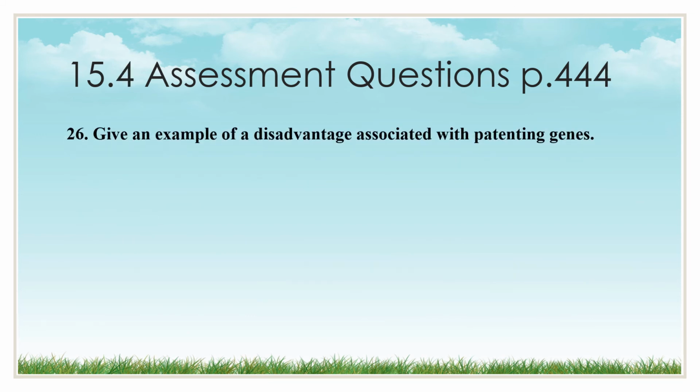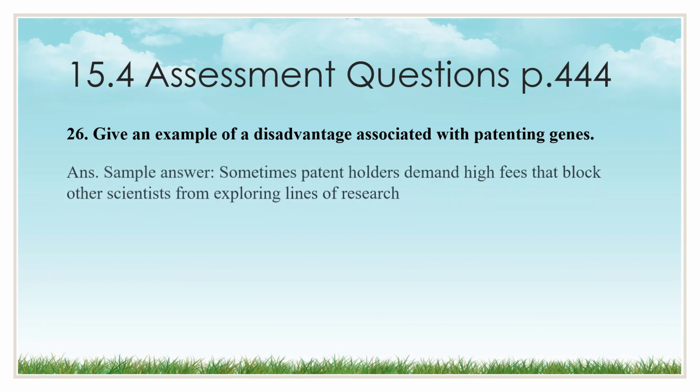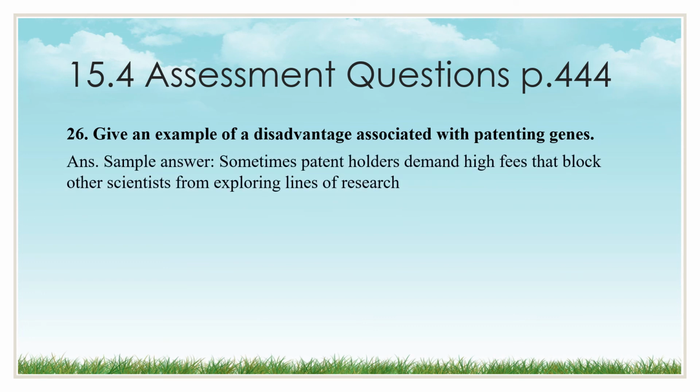Okay, for our last lesson, Lesson 4, assessment questions, page 444. Let's have number 26 question. Give an example of a disadvantage associated with patenting genes. For the answer, sometimes patent holders demand high fees that block other scientists from exploring lines of research.